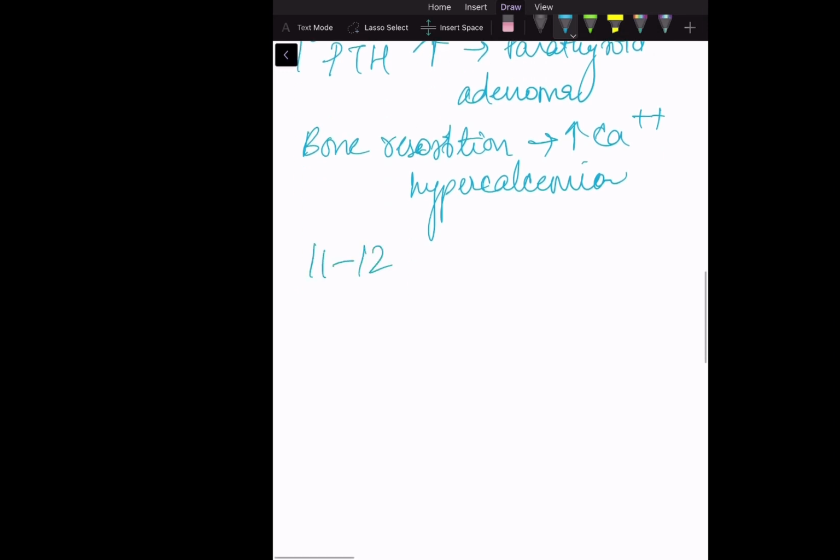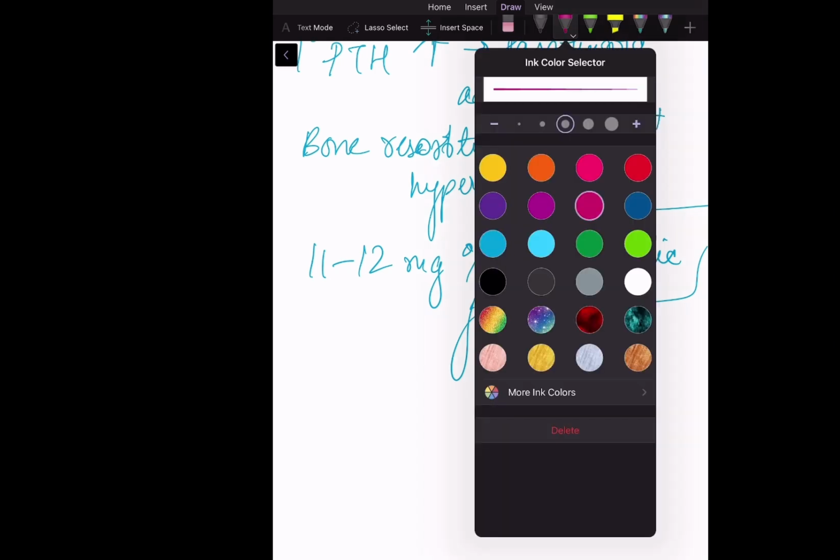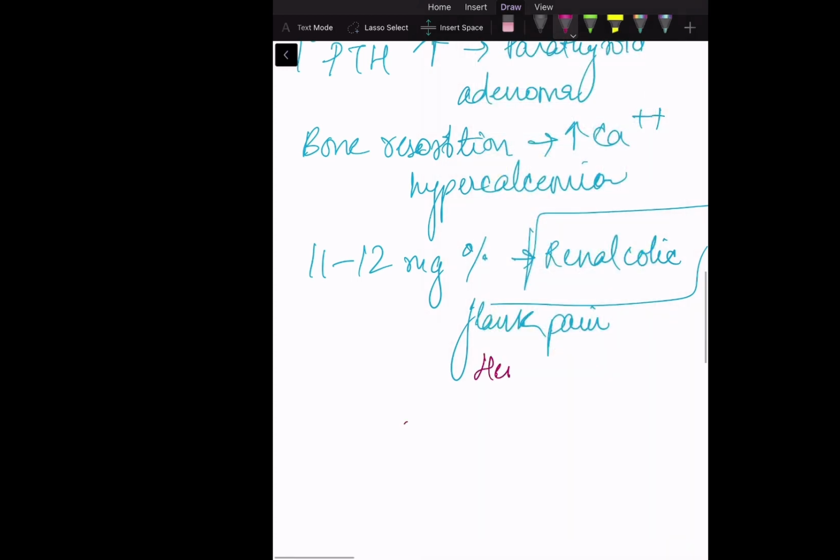Just imagine, there will be an increase of 11 to 12 mg percent, that will happen in renal colic. So the calcium levels will be increased. Then it happens in the renal colic, and what will a person feel? The symptoms of renal colic will be flank pain. Sometimes it happens, hematuria, and then even vomiting.